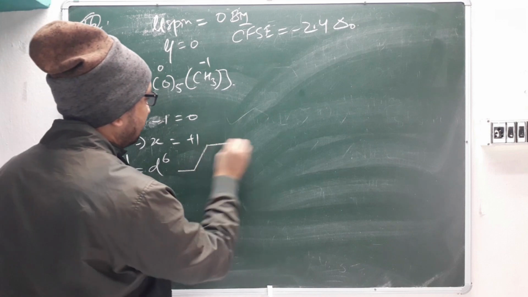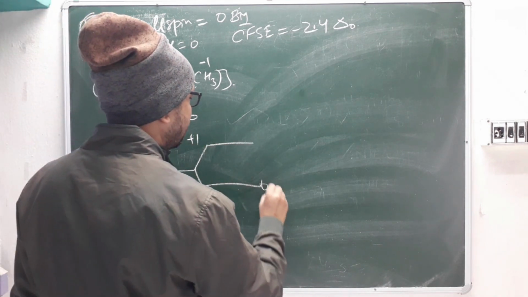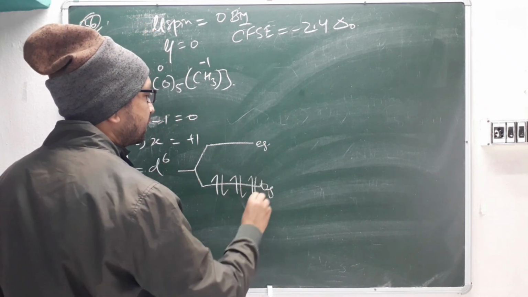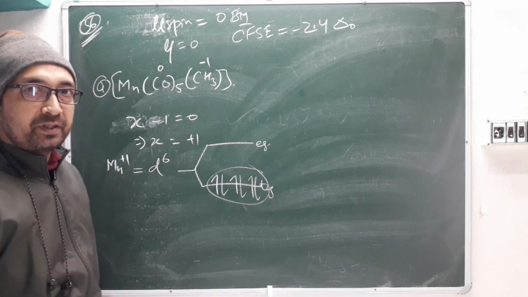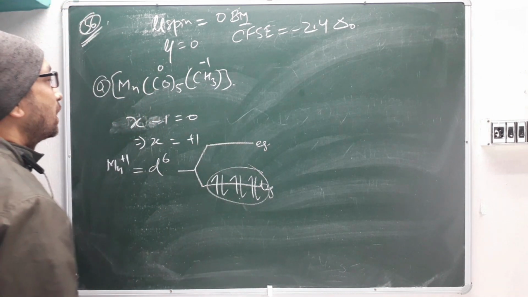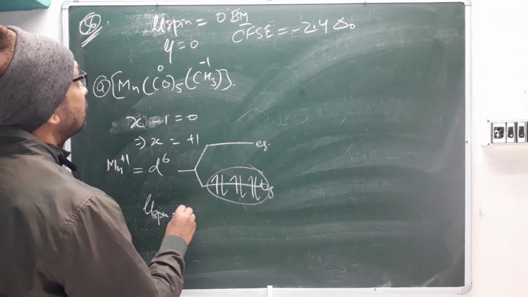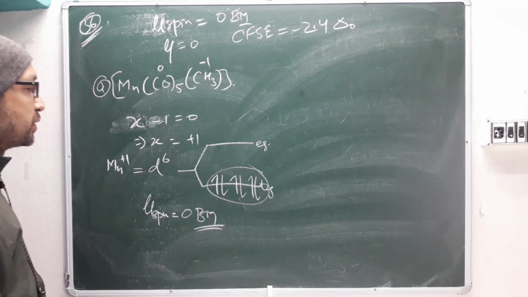So how much will it be? D6, and this is carbonyl, so strong field again, right? t2g, eg: 1, 2, 3, 4, 5, 6. So everything is paired up. If everything is paired up, then there are no unpaired electrons. If unpaired electron is not there, then mu spin only will be equal to 0 Bohr magneton. Correct?